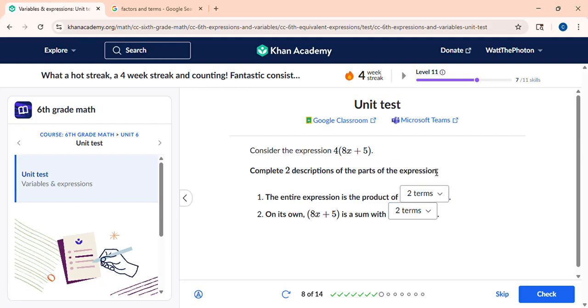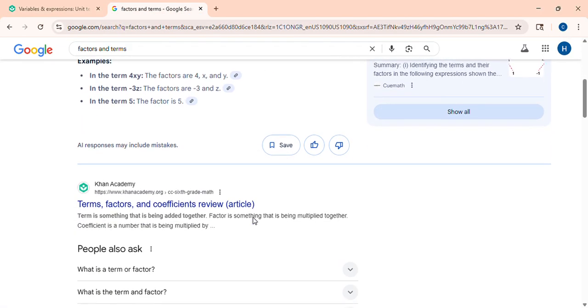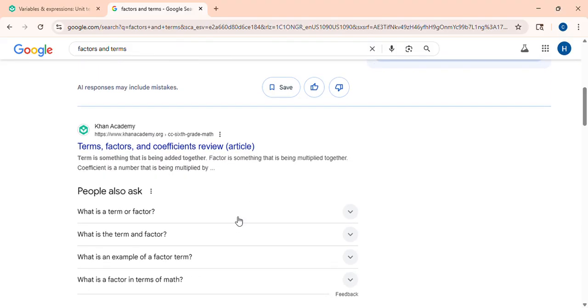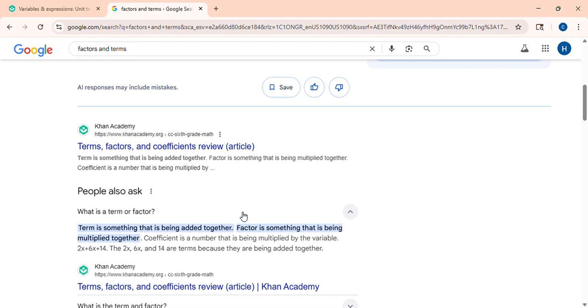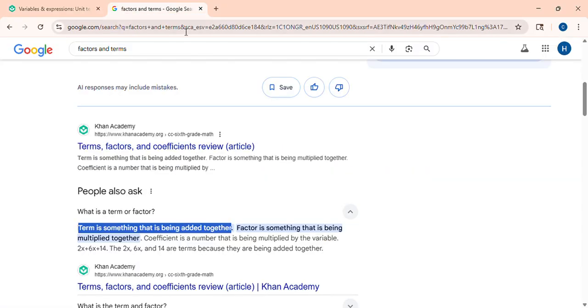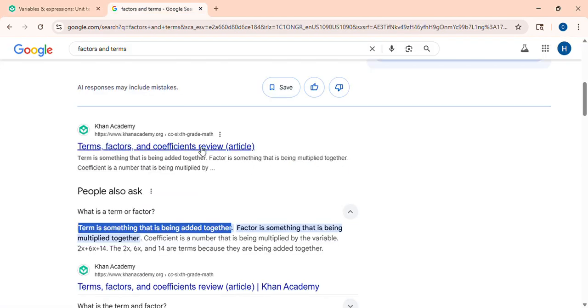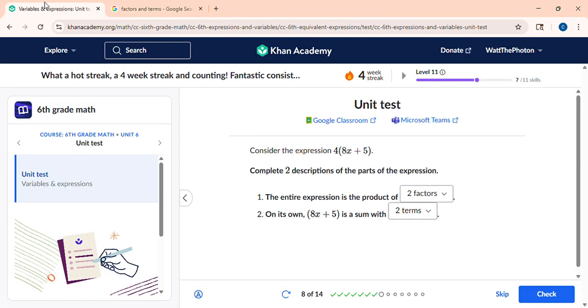I'm concerned because most of the time they don't do 2 terms. They don't create that as a question. So a term is something being added together. A factor is multiplied together. Two factors, okay. Term is something being added together.